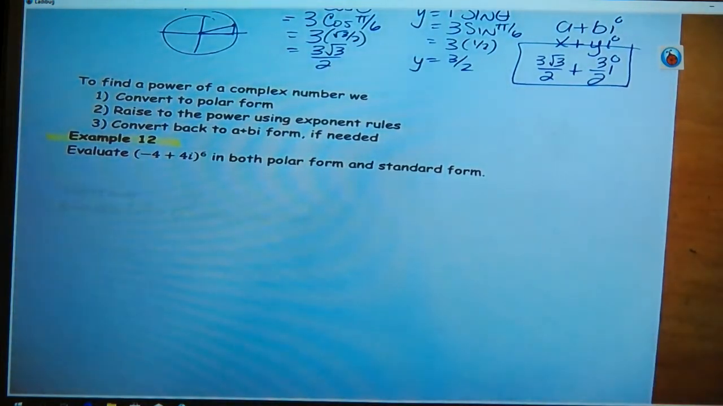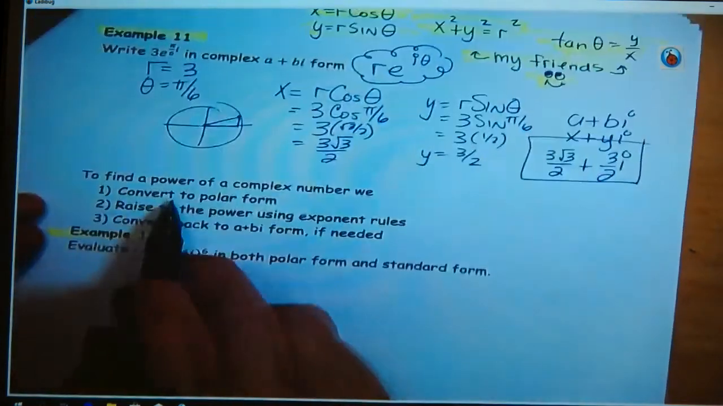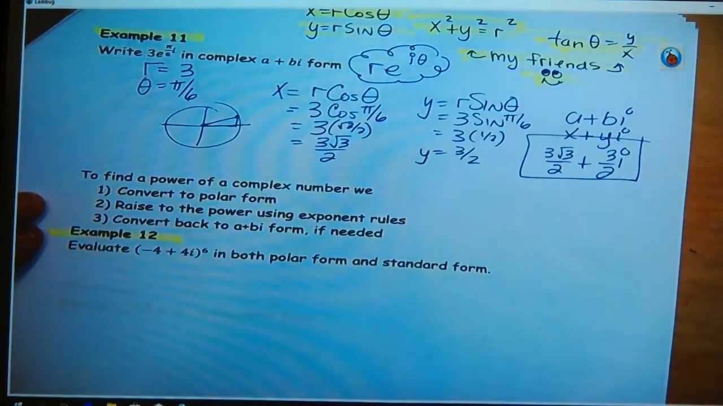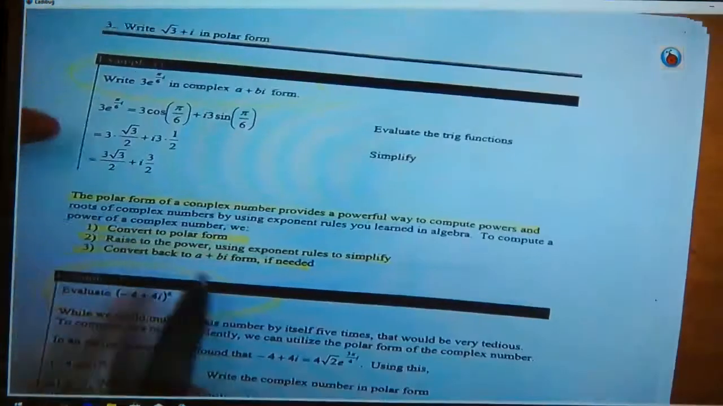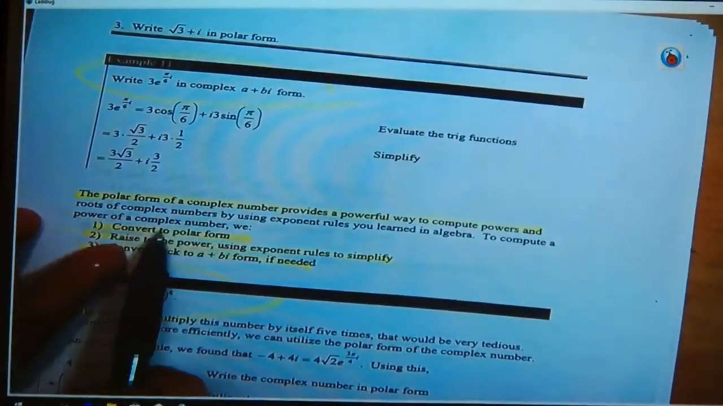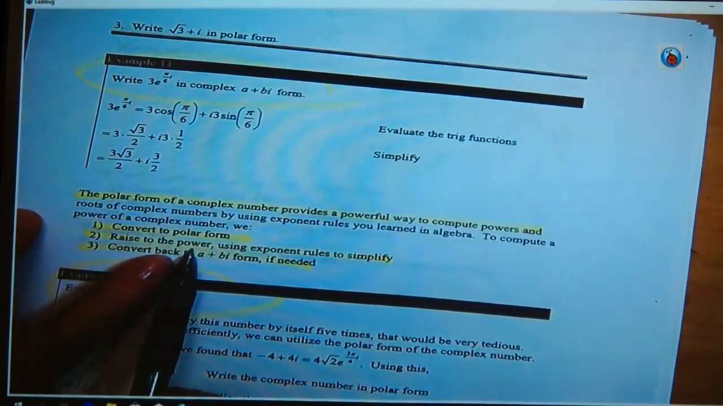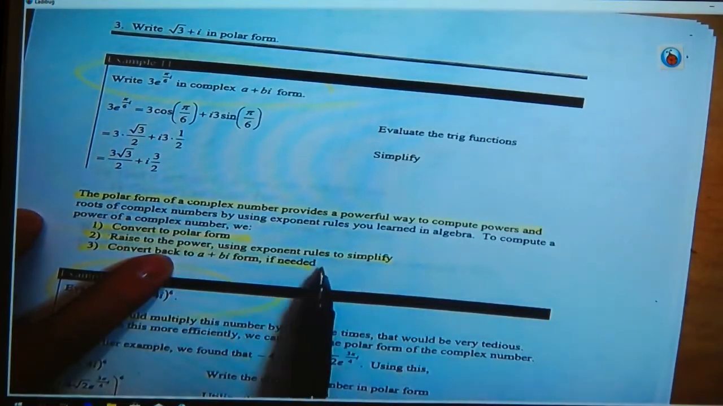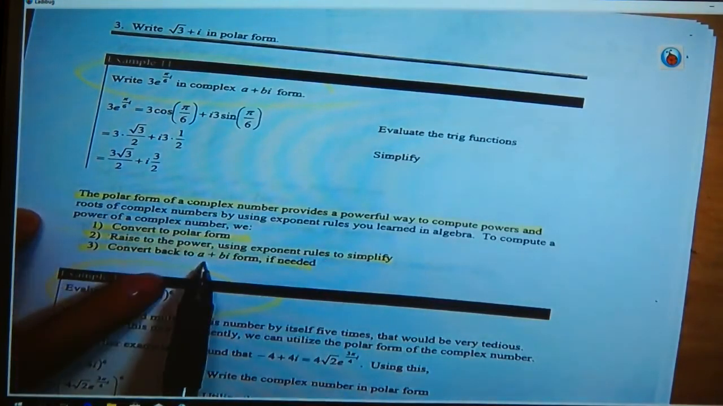So they said, here are the 3 rules, and it's actually in your textbook right here on page 534. Convert to polar form. Raise to the power using exponent rules. We just use what we already know, and convert back to a plus bi.